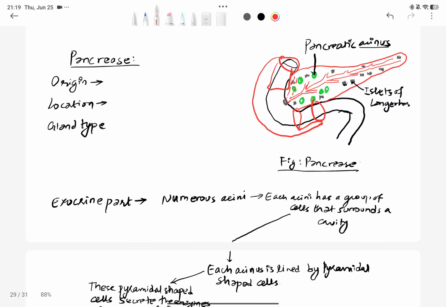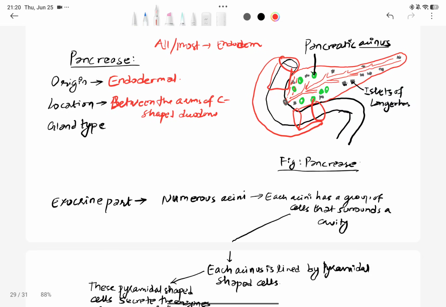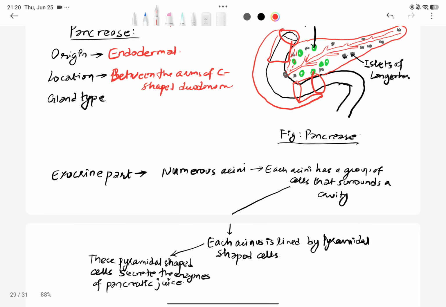So basically, most of the digestive glands originate from the endoderm, so they are endodermal in origin. The pancreas is located between the arms of the C-shaped duodenum.